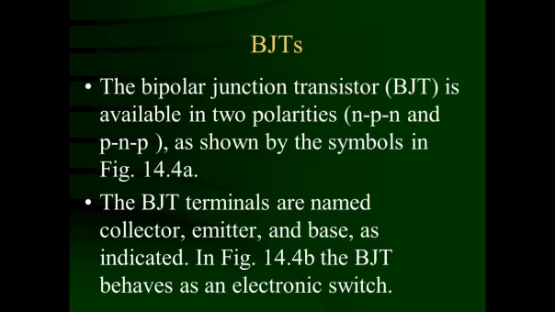BJTs. The bipolar junction transistor BJT is available in two polarities, NPN transistor and PNP transistor, as shown by the symbol in figure 14.4a. The BJT terminals are named as collector, emitter and base as indicated in figure 14.4b. The BJT behaves as an electronic switch.